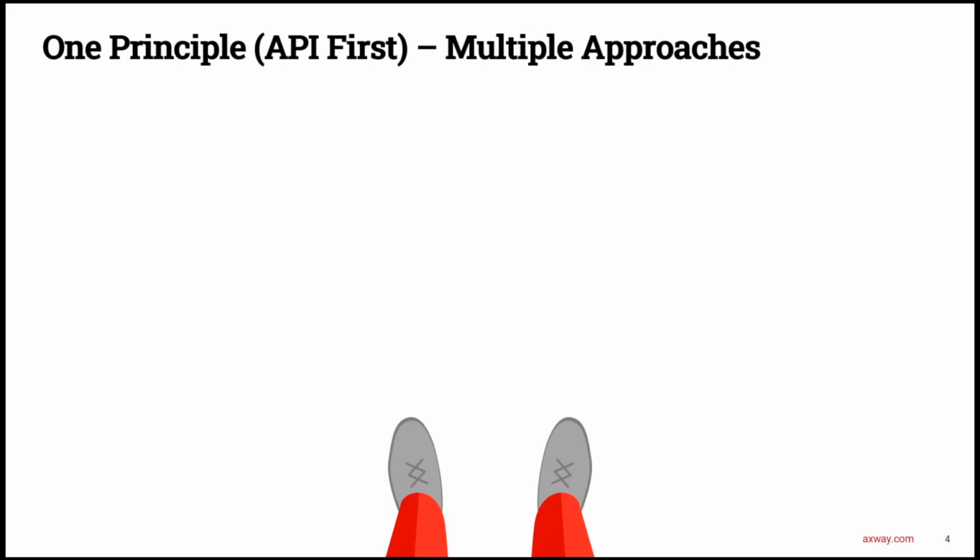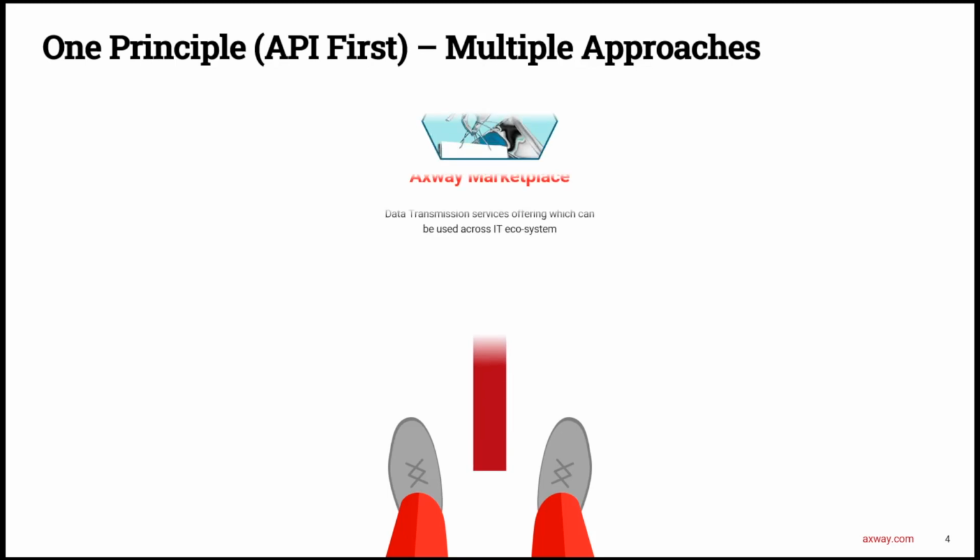Now there are different ways you can take advantage of these APIs to improve the onboarding experience. For example, if you are a big organization providing data transmission as a shared service across different departments or different subsidiaries with a large IT ecosystem, you can expose these curated APIs on Axway Marketplace so that your IT ecosystem can see those APIs and use them to build services involving data transmission.